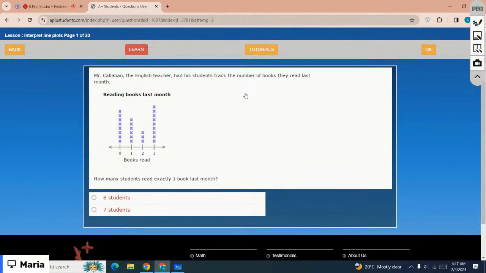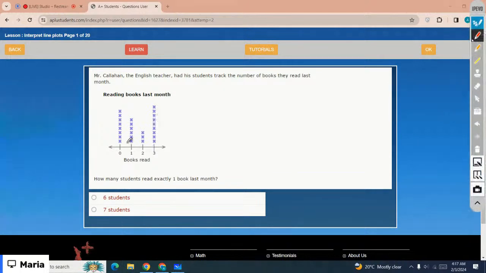Okay, so one book last month, right? Here is one. And how many books did they read? How many students read the book one time, right? One, two, three, four, five, six. That means 6 students read the book only one time. The correct option is 6 students. Got it? The correct option is 6.